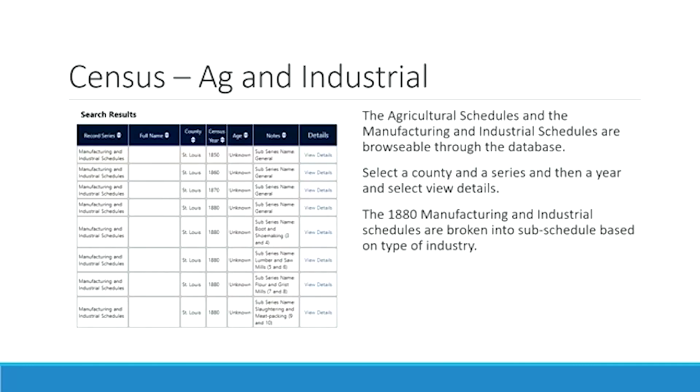If you have browsed to the agro-industrial schedules within the database, this is what the results will look like. In this case, I searched for manufacturing and industrial schedules for St. Louis County, and it gives me 1850 to 1880, all the manufacturing schedules for St. Louis County. You could do this for the ag schedules as well. So these are browsable through the database as well as through their specific census pages.